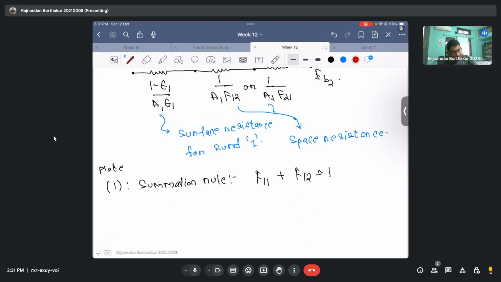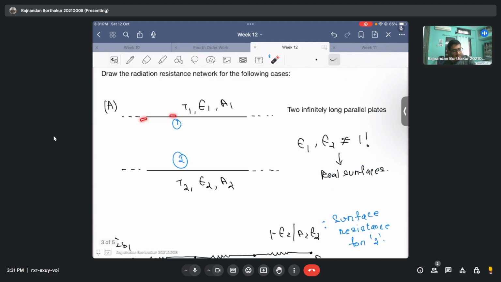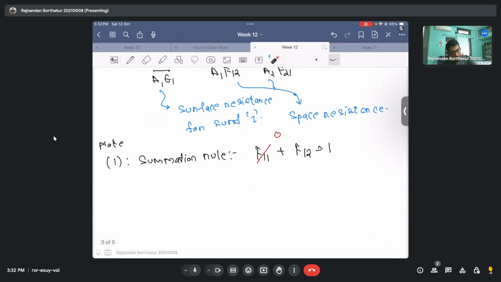Okay, and you know that this F11 is equal to 0. Why? Again, because of the physical nature of the problem, that these plates are infinitely long and they are flat, which means whatever radiation leaves either plate 1 or plate 2 should hit the other plate. If I consider radiation leaving plate 1, the entire radiation should hit plate 2. I hope you understand what I'm trying to say. Similarly, for this plate, since it's flat and infinitely long, my F21 is basically equal to 1. So F12 is just 1, and so is F21.